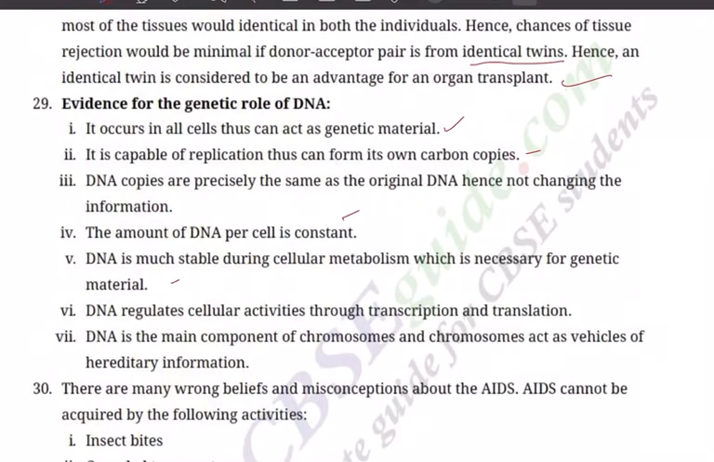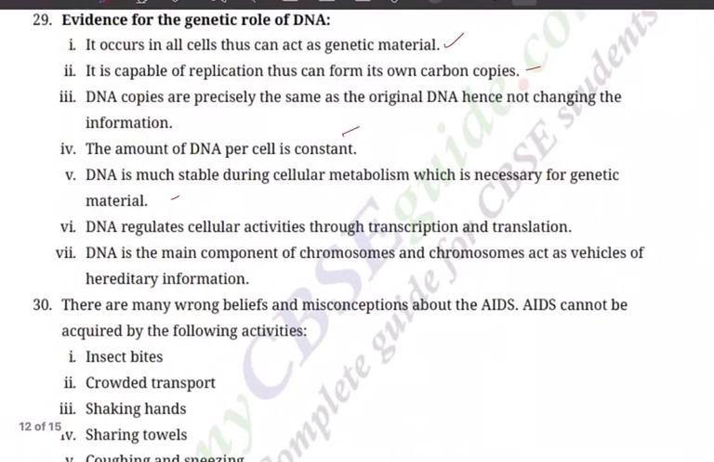Fourth, the amount of DNA per cell is constant. DNA is much stable during cellular metabolism, which is necessary for genetic material. DNA regulates cellular activities through transcription and translation. And seventh, DNA is the main component of chromosomes, and chromosomes act as vehicles of hereditary information.